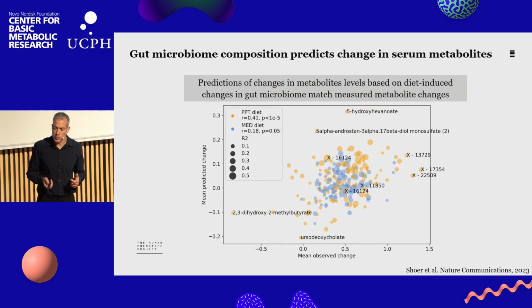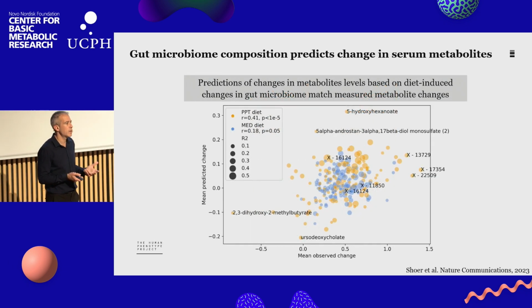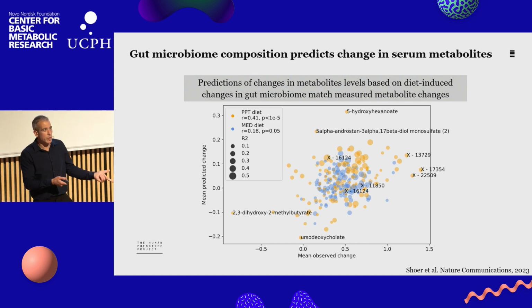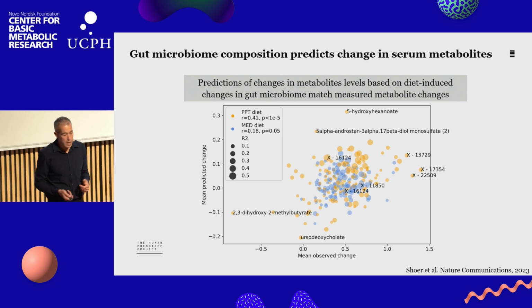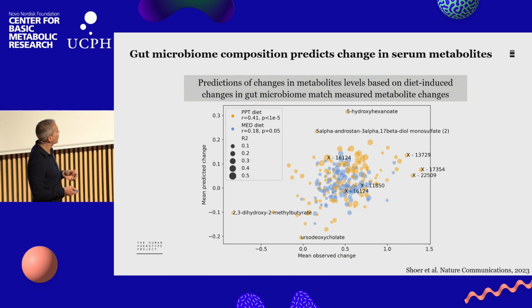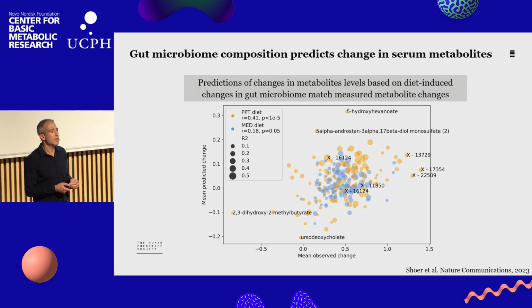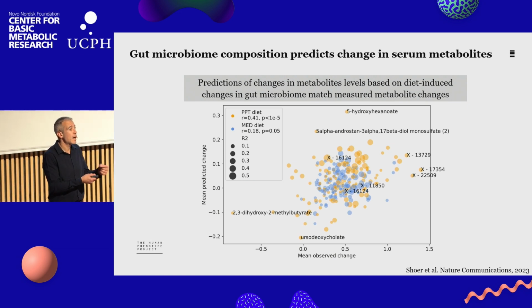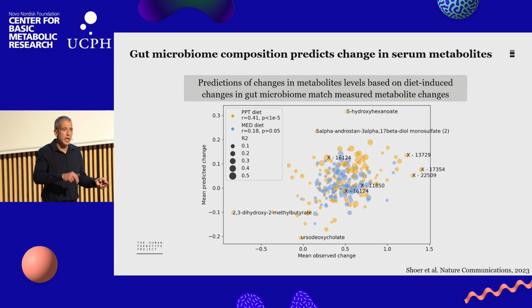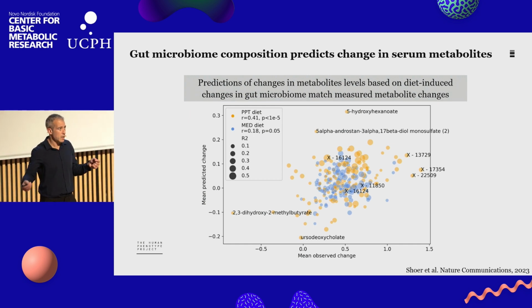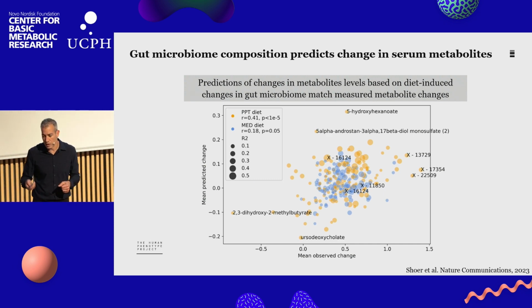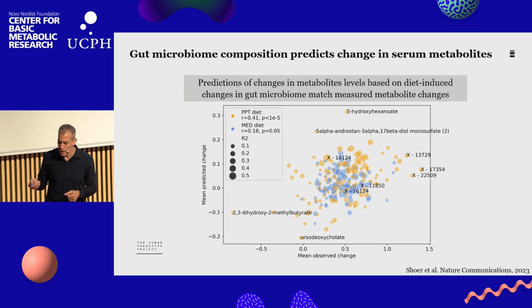And we then compared them to the actual changes in the same metabolites as measured by metabolomics on the dietary intervention between baseline and post-intervention 6 months samples. And we saw a fairly good correspondence, meaning that we believe that some of the metabolite changes that we saw in people are in fact mediated by the changes that the diet induced in the microbiome, because we could predict these changes in the metabolites based on the changes in the gut microbiome.